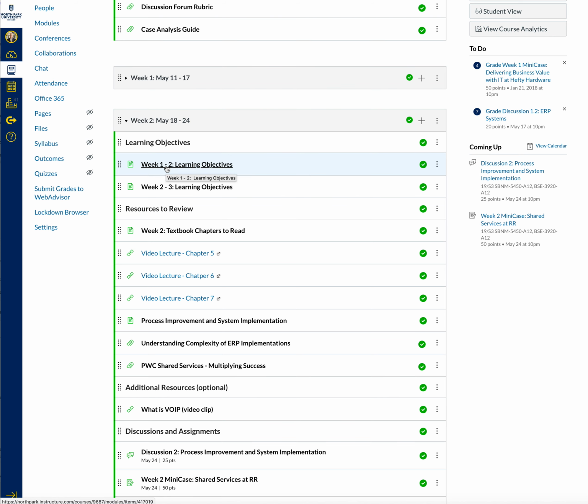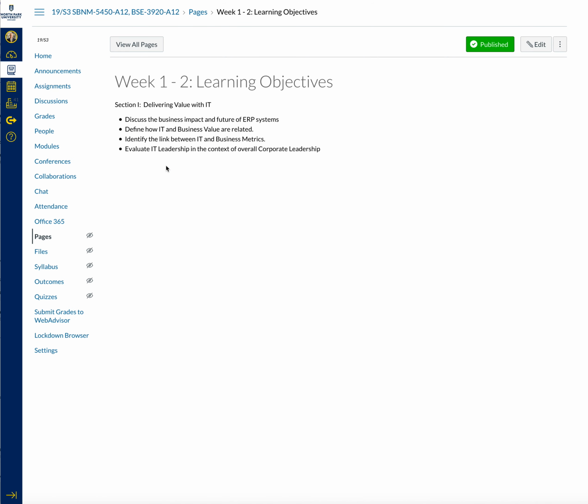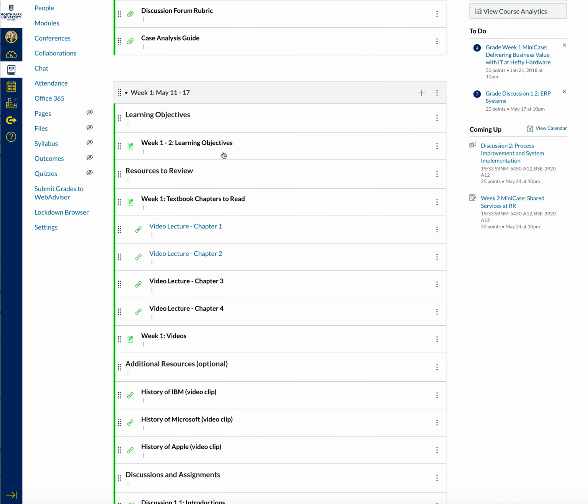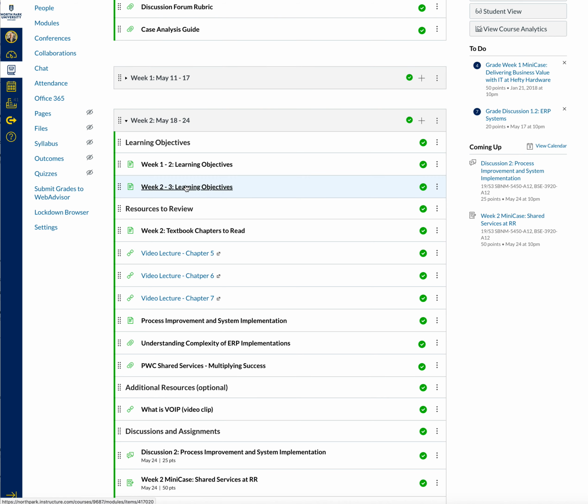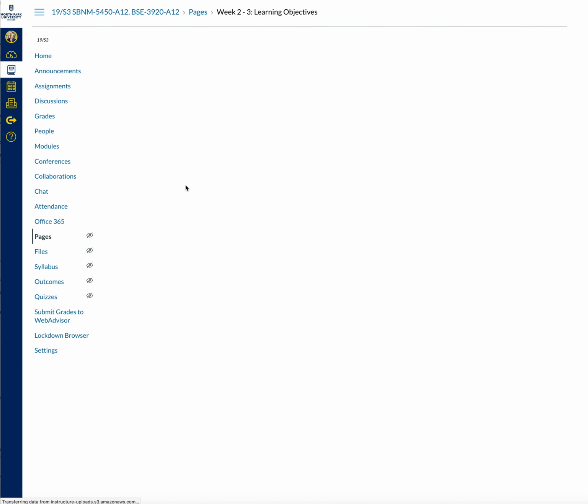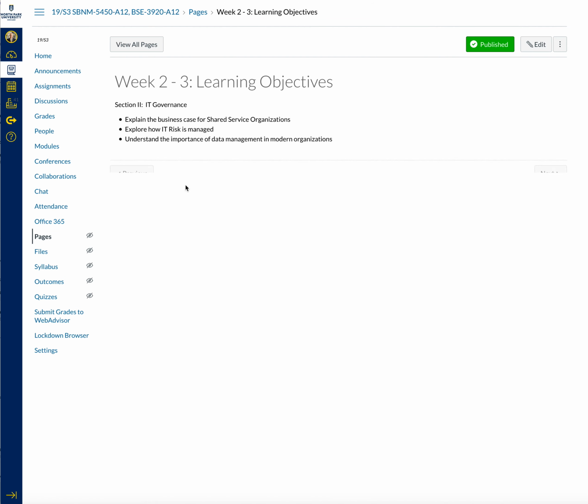Here are the objectives for weeks 1 and 2, delivering value with IT. We talked about that last week, so I won't overburden you with it now. And we're moving into a new section for weeks 2 and 3, which we're starting with one chapter today.